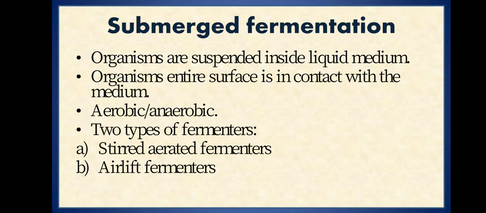Submerged fermentation processes are widely used everywhere in the world. Even for the production of citric acid, we go for submerged fermentation. Here 80% of the world citric acid production is done by submerged fermentation process in stirred tank fermenters, which are of 200 meter cube capacity. In large airlift fermenters also the citric acid production will take place.